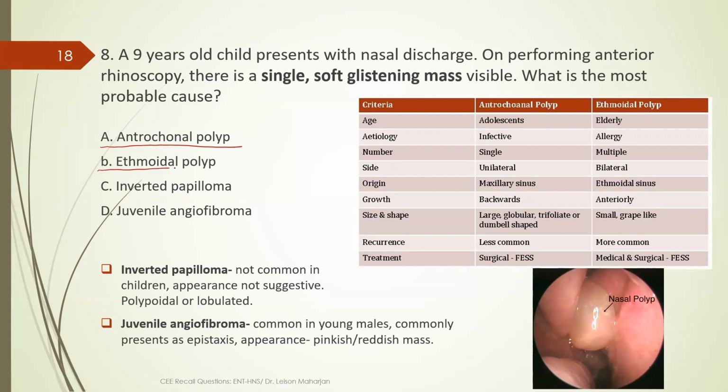Usually ethmoidal polyps are multiple in number. Inverted papilloma is not common in children, and its appearance is usually polypoidal or lobulated.